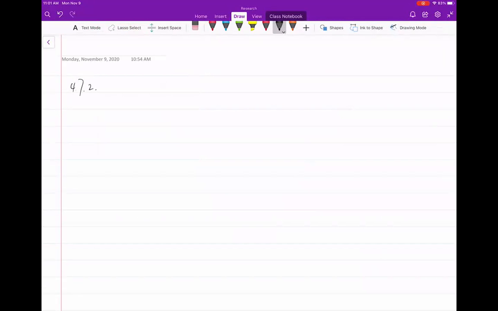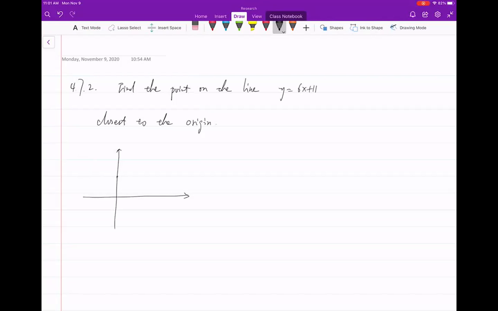Find the point on the line y equals 6x plus 11 closest to the origin. If you find it confusing, first draw something. Try to make your drawing as accurate as possible. Roughly, it's positive, and you have a positive slope. Whichever point on this line is closest to the origin is going to be this one.